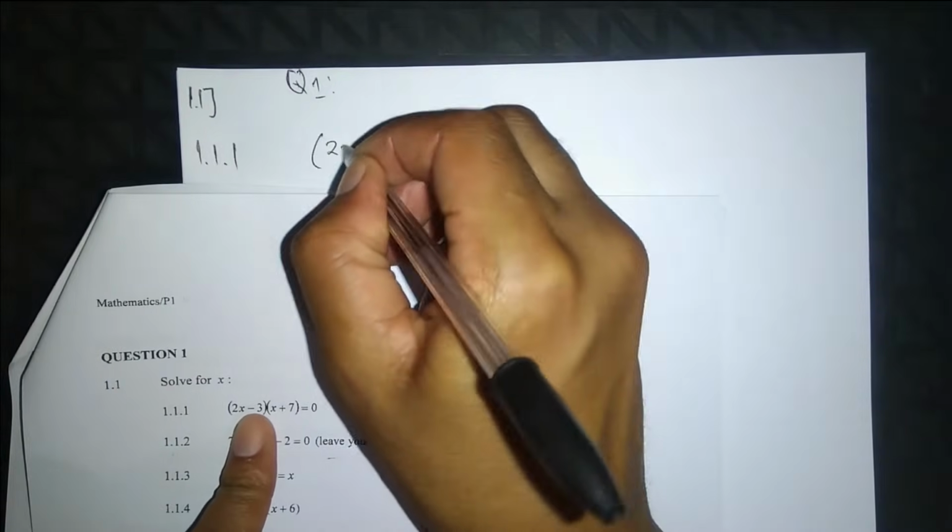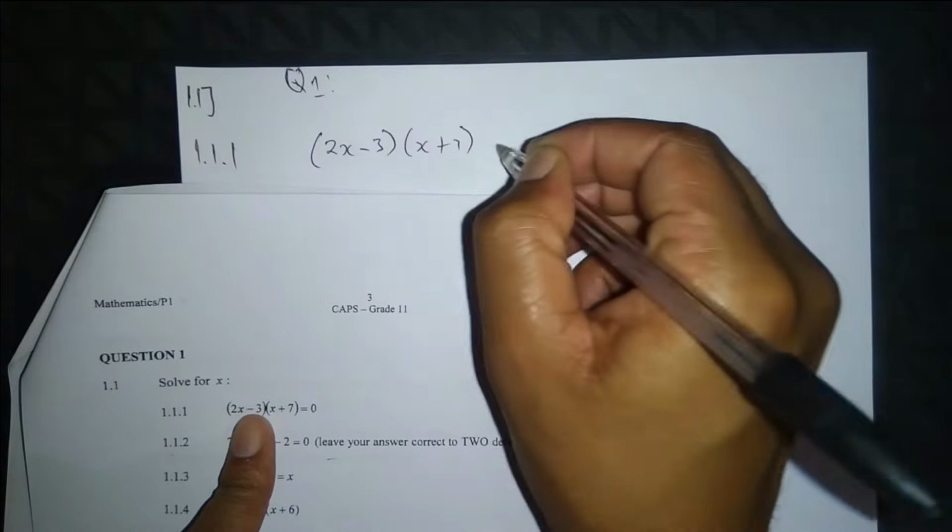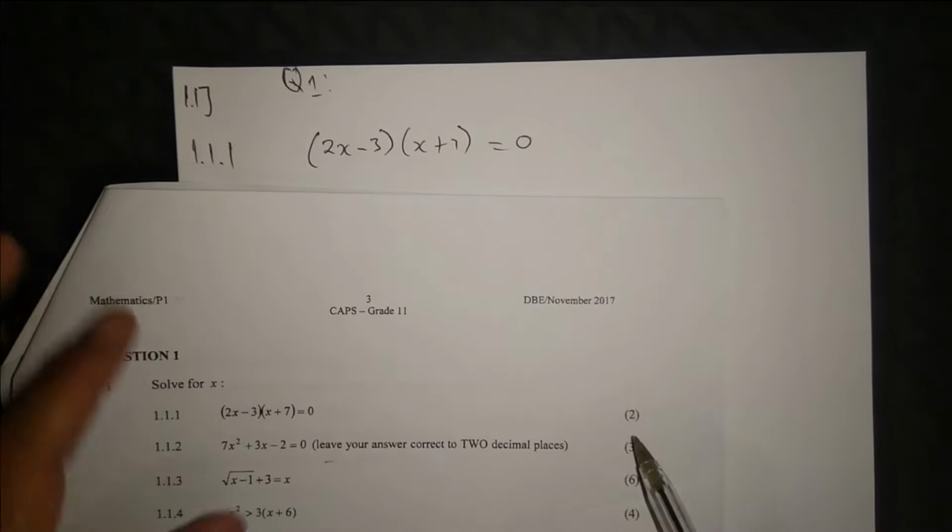Right, question 1, solve for x. Question 1, solve for x. Right, 1.1. This is question 1, right? So 1.1.1 is pendula ena, which is this equation. Ne? This equation 2x minus 3 times x plus 7 equal to 0 for 2 marks.